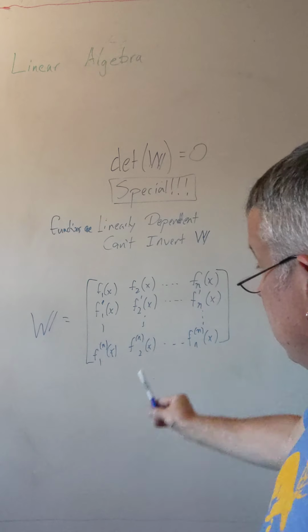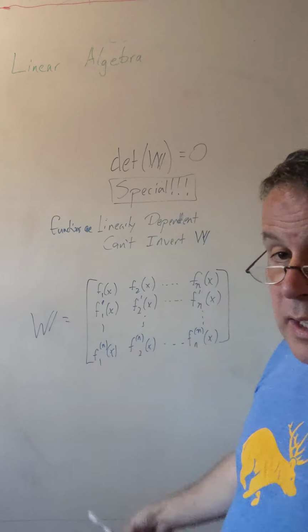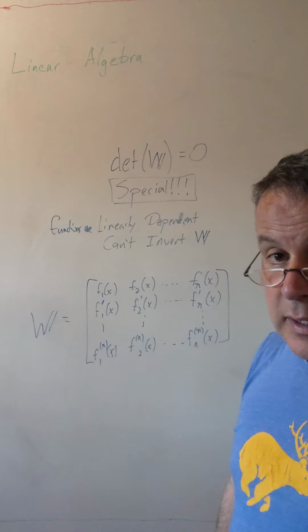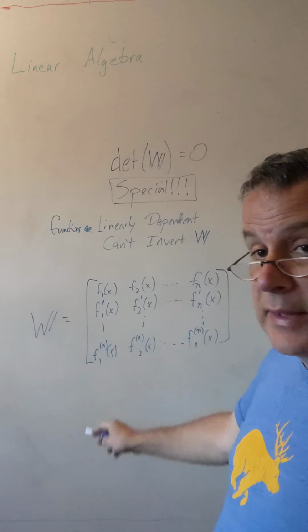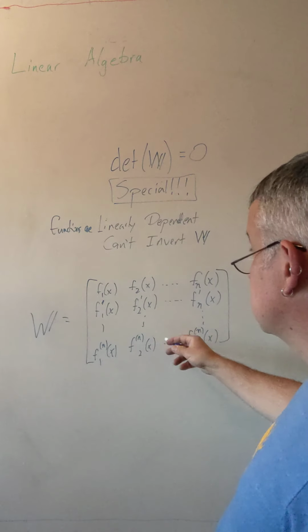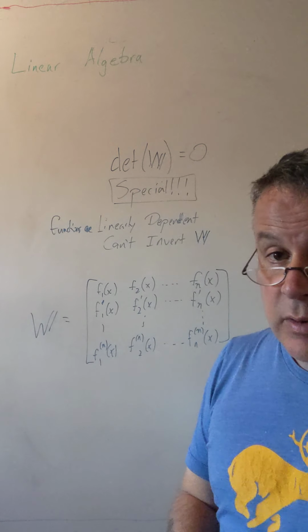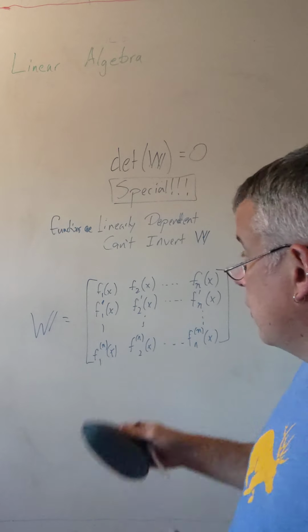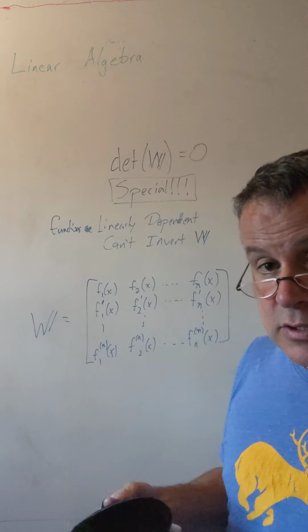If you take the determinant of this, it tells you whether the functions are linearly dependent or independent of each other at that location in x. And it tells you a little about whether you can invert this Wronskian. And so that's part of the game of how you might solve things.